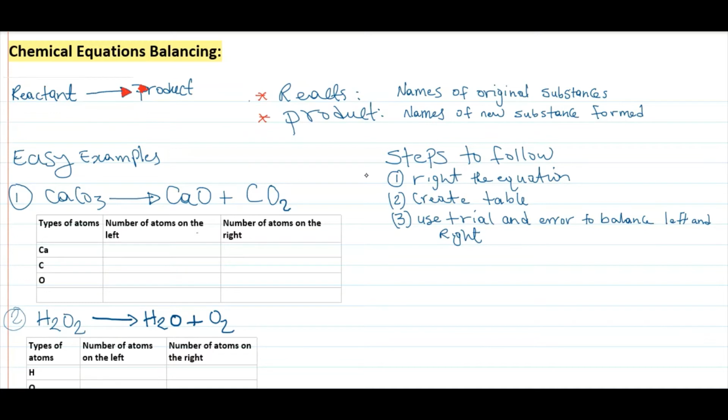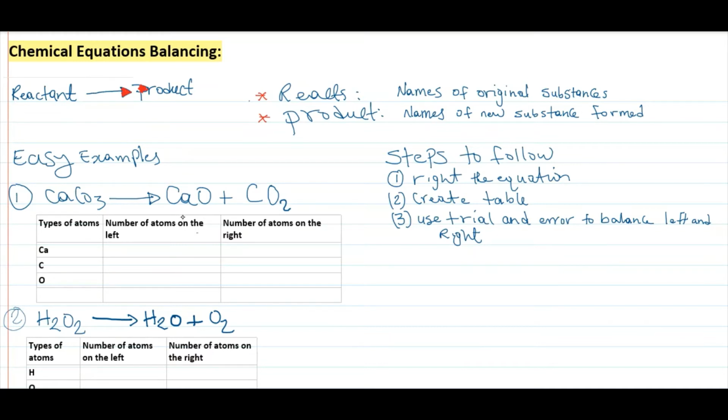The first step is to write the equation, the second step is to create a table that I've shown below, and the third is to use trial and error to balance the equation. The aim is to make sure the left side equals the right side. We're not destroying anything, so nothing is destroyed. The atoms in the reactant will just rearrange to form a new product on the product side.